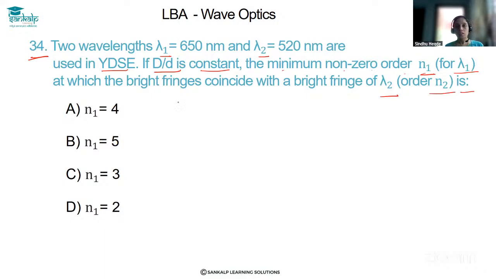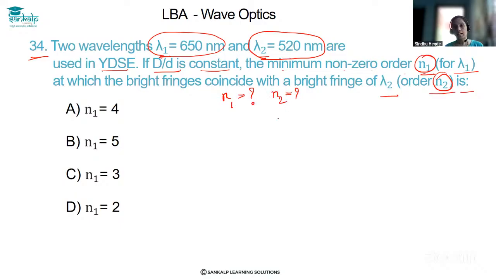So here again the question is related to Young's double slit experiment. Lambda 1 and lambda 2 are given. Lambda 1 is 650 nanometer and lambda 2 is 520 nanometer. We have to find out the n1 and n2 values. So the formula for the nth bright fringe in Young's double slit experiment, yn, is equal to n lambda D by d.